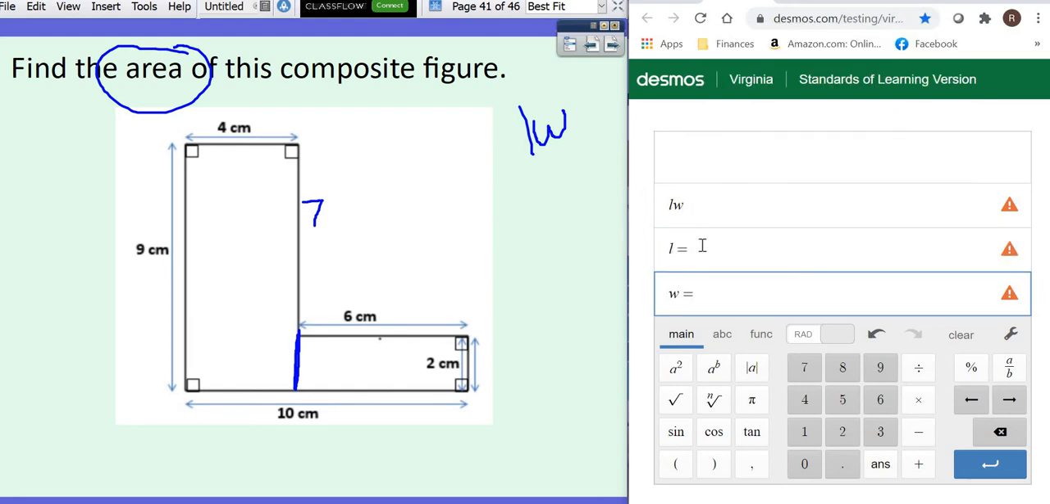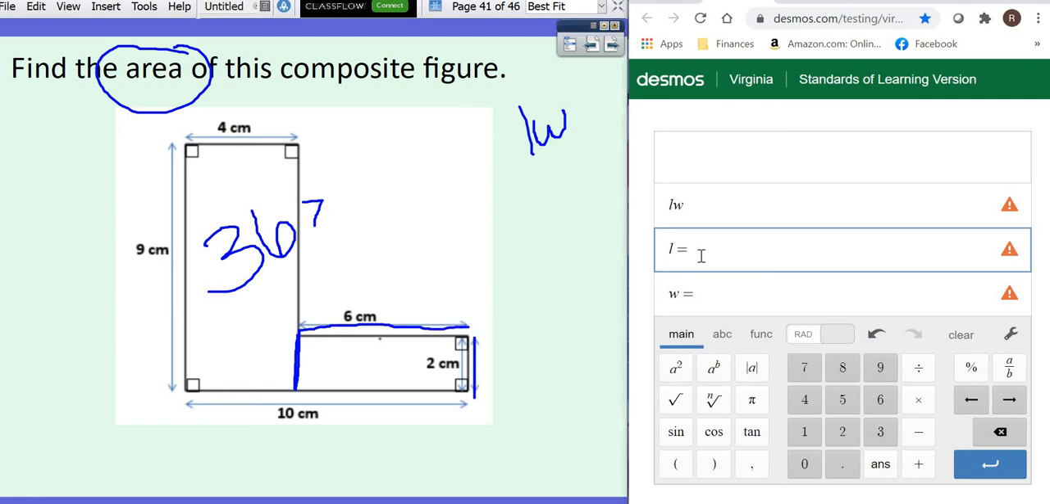For the big one, I know that this whole side is 9 and that top side is 4. So I'm going to put in 9 and 4, and that gives me 36. So I know the area of this rectangle is 36. Then I'm going to clear that out and do the smaller one. I know this top is 6 and this bottom is 2.